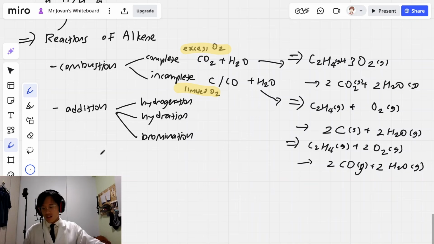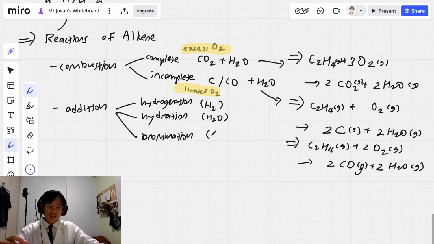Now for addition. I want you guys to pay attention and make smart guesses with me. Hydrogenation. What do you think I'm adding to the alkene? Wow, so smart. Hydrogen. Hydration. I'm hydrating myself. What do you think I'm adding? So smart again. H2O. Bromination. What do you think I'm adding? Oh my god, guys, you are geniuses. Bromine. So immediately I know that I can add hydrogen or water or bromine into alkene.